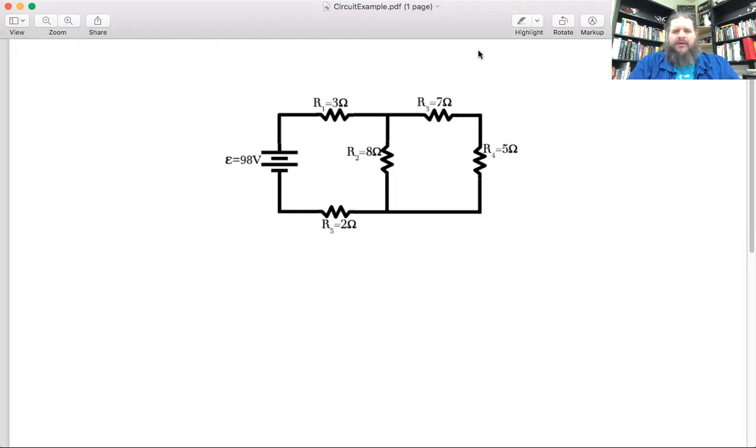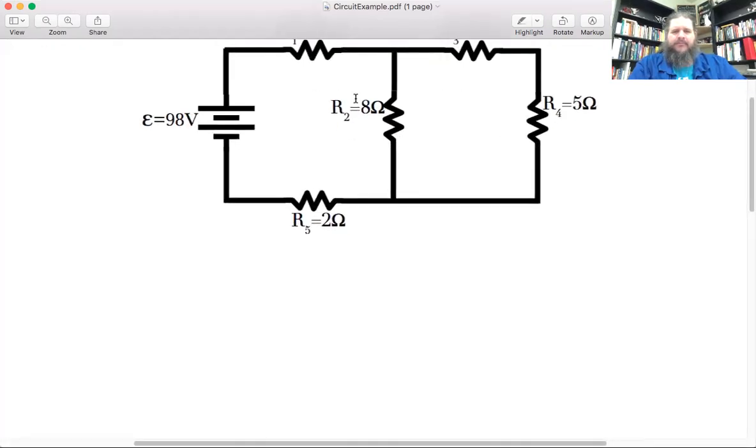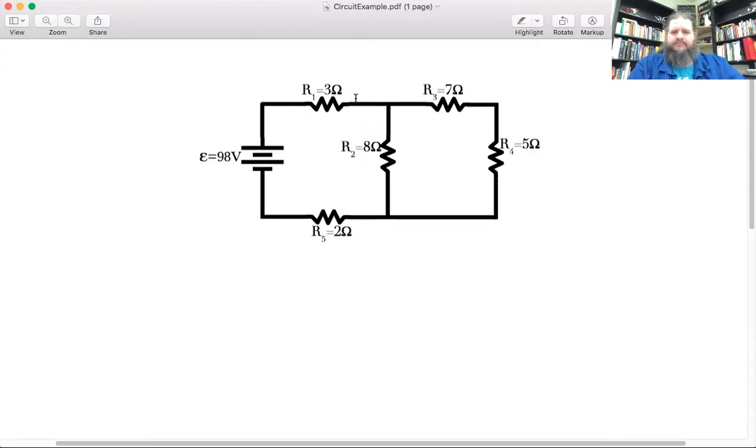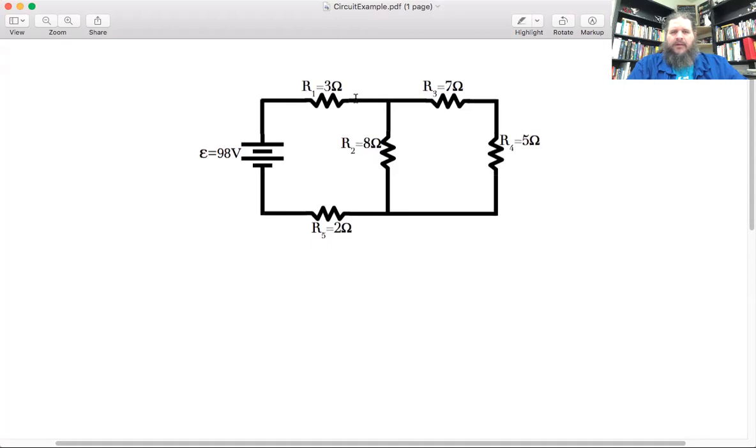So I think it would be a good idea to start by labeling all of the currents. Without even knowing the value of the current, we can at least label all of the currents we're going to get with variables. And in this setup, how many different currents would you expect to have? And why 5?